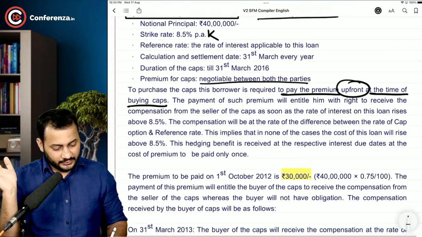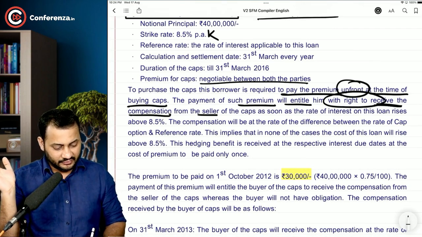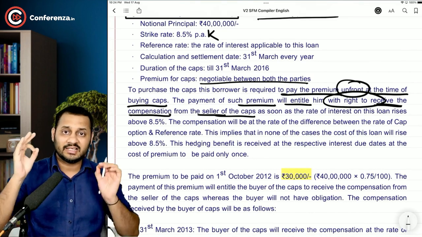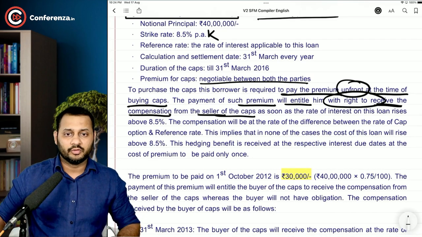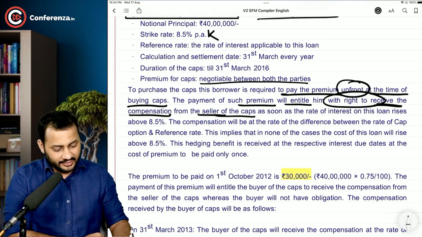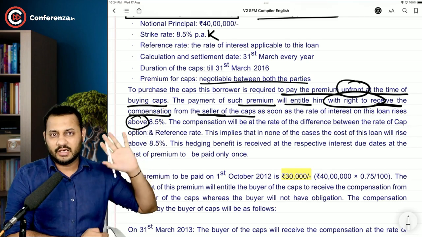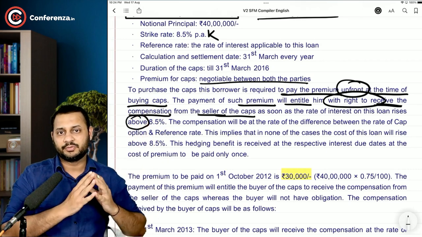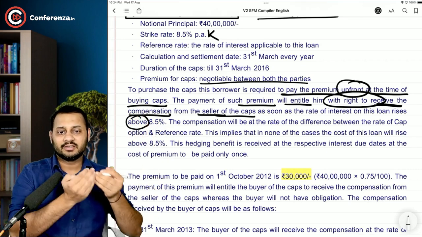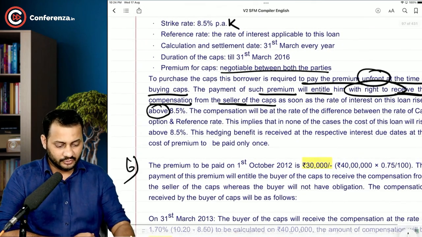The payment of such premium will entitle him with the right to receive the compensation from the seller of the caps. Seller has the responsibility to compensate the buyer, as soon as the rate of interest on this loan rises above 8.5%. So I'm not going to explain this. The entire statement explains what the cap option is. Actual calculations are there in the second part of the question, which starts from here. Okay, let's move on to the second part now.